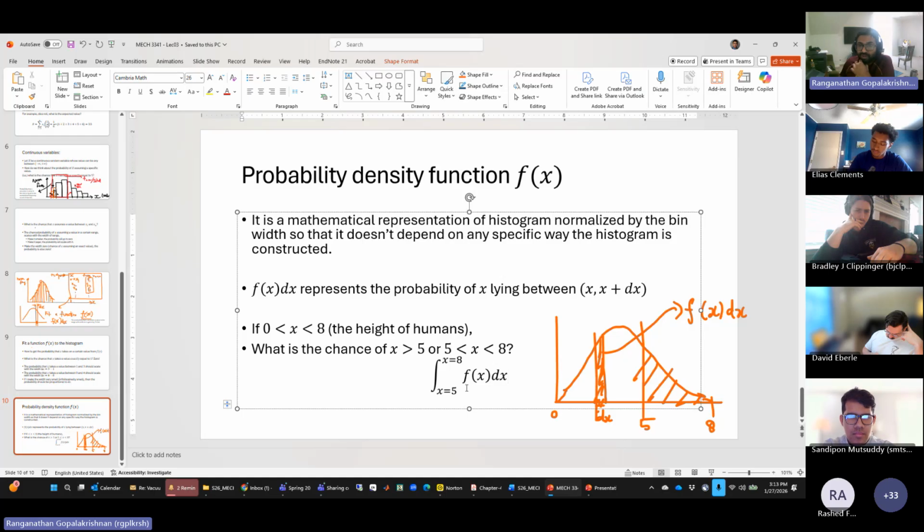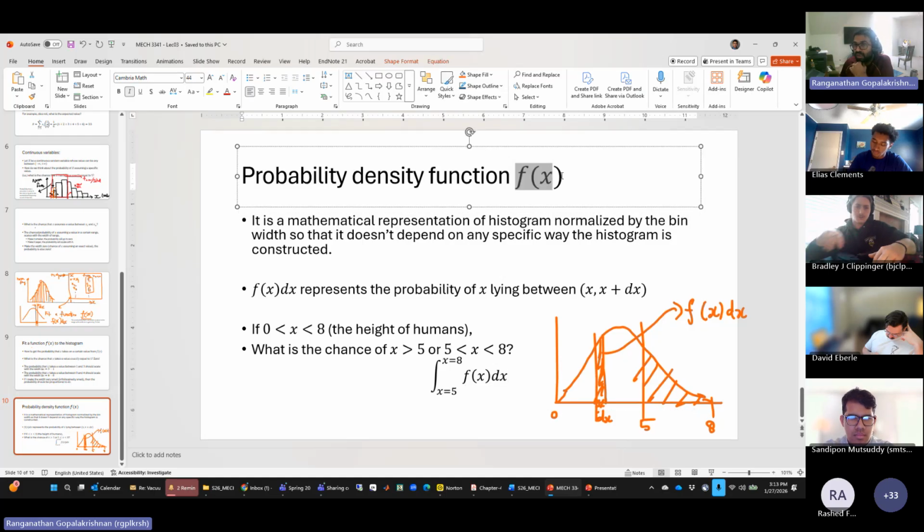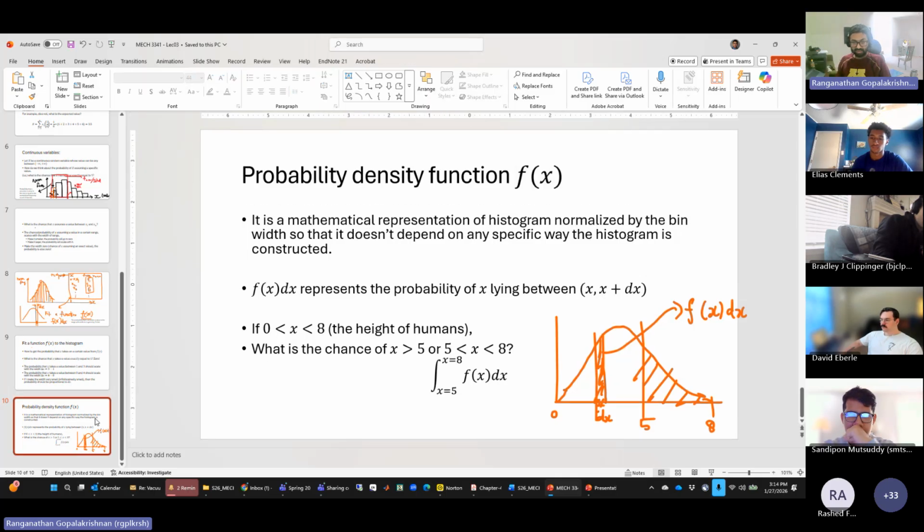So this f of x, the probability density function, is a compact representation of the frequency content, such that if you just sum it between any two limits, you can get how much of the data is contained between those two limits. It can be between 5 and 8, between 0 and 8, between 0 and 5, any combination.